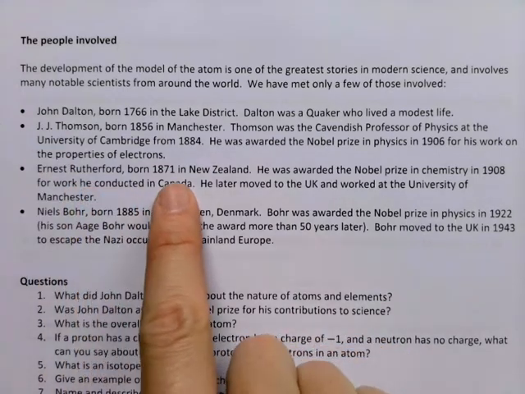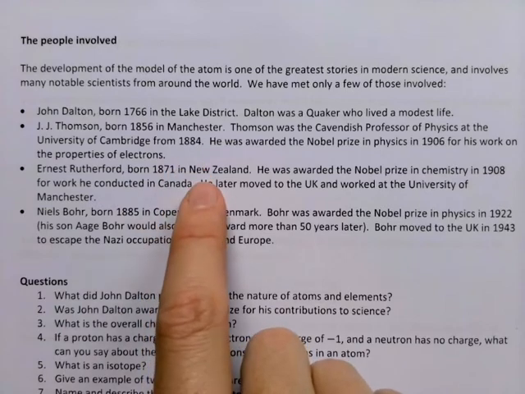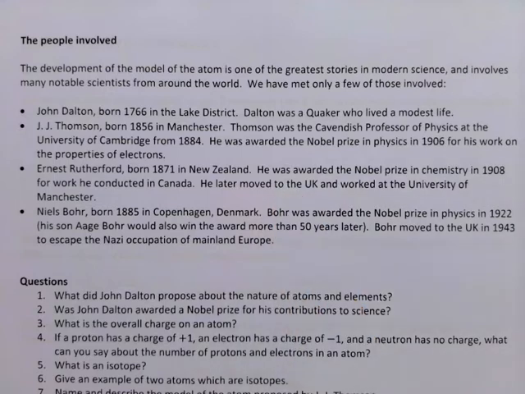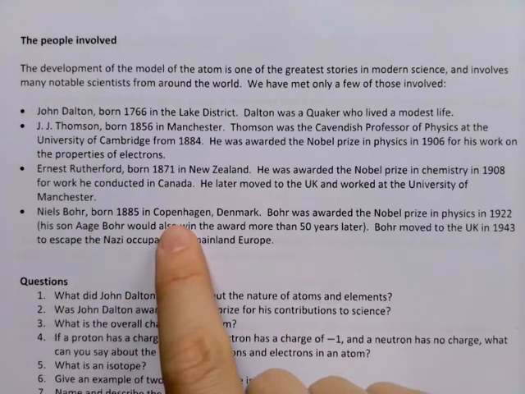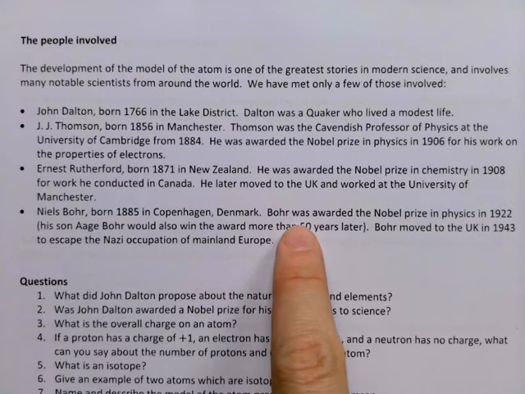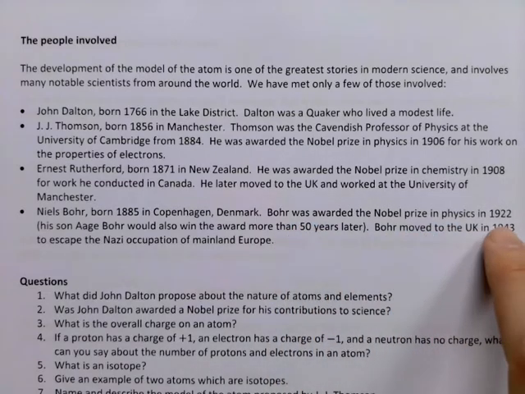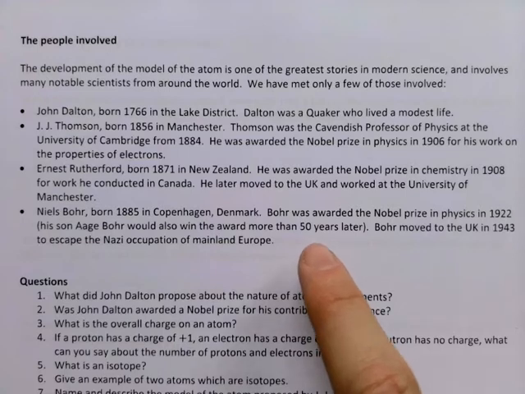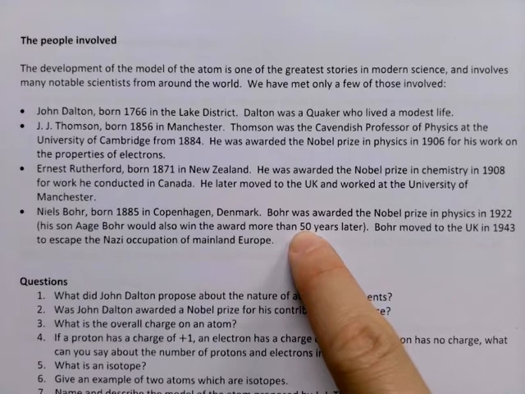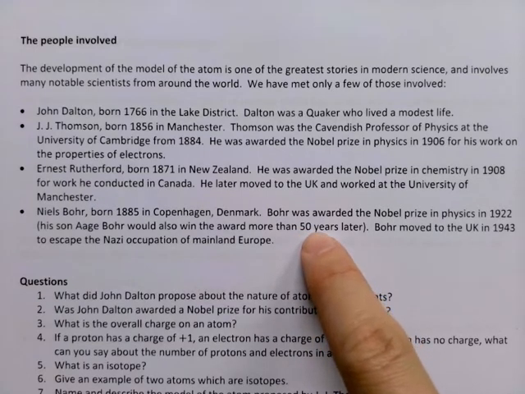Ernest Rutherford was born about 20 years after Thomson in New Zealand. He also won the Nobel Prize. He won it in chemistry, and he later moved to the UK and worked in Manchester, actually. And Niels Bohr was a Danish scientist, and fascinating that he was awarded the Nobel Prize in Physics in 1922, and his son won the same award. So his son also won the Nobel Prize in Physics in the 1970s. Imagine the conversations at dinner time. You know, these two guys, both Nobel Prize winners.